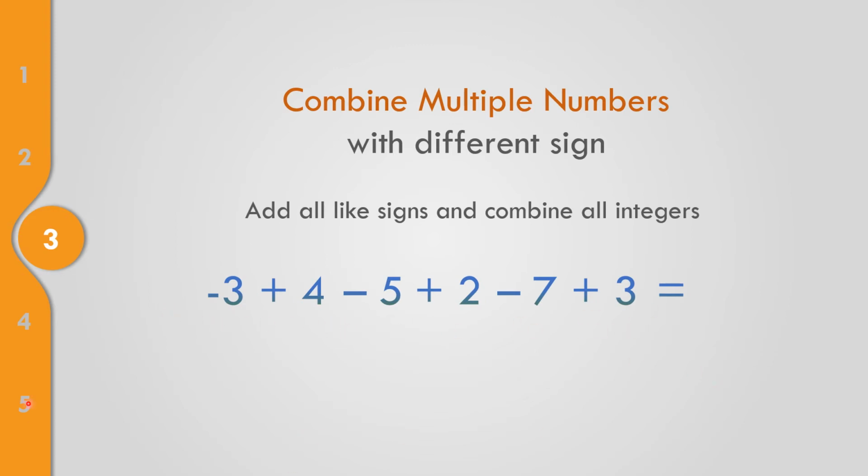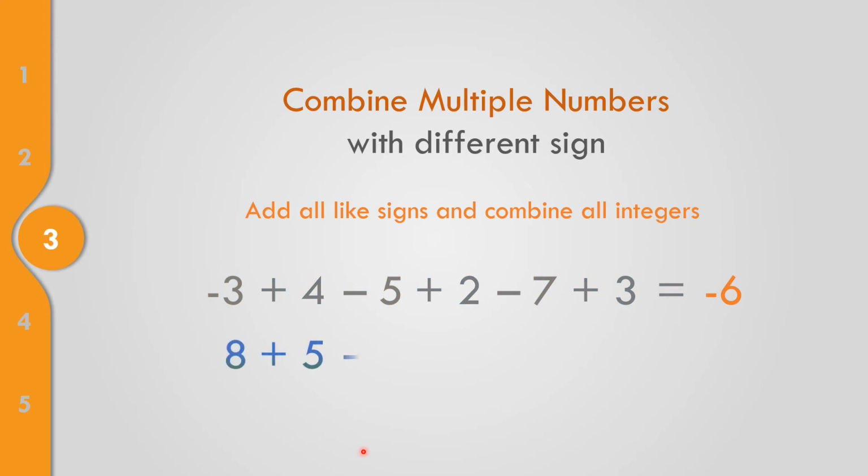So, let us try. Negative 3 minus 5, that is equal to negative 8. Negative 8 minus 7, the answer is equal to negative 15. So, how about positive? 4 plus 2 is equal to 6. 6 plus 3, that is equal to 9. Next, negative 15 plus 9. So, different sign, subtract, and copy the sign of the larger number. So, that is equal to negative 6.